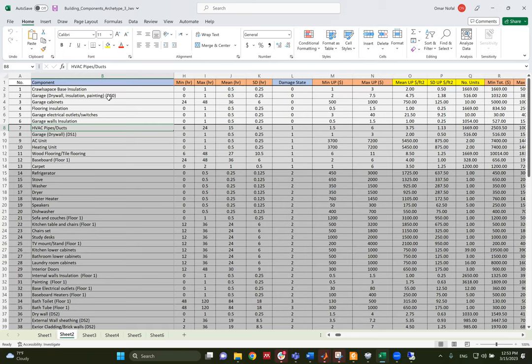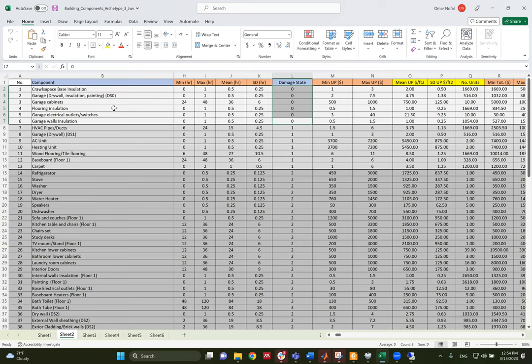Then I have the AC unit, the heating unit, the wood flooring, like this flooring, the baseboard. This is called baseboard. This kind of stuff sometimes gets expensive. This is a cheap one, but there is one baseboard that is expensive. And we have a carpet. All these components are grouped to be in damage state one. So I have here, let's put this up there. These components are grouped to be in damage state zero. So if all these components got damaged, you will be in damage state zero.